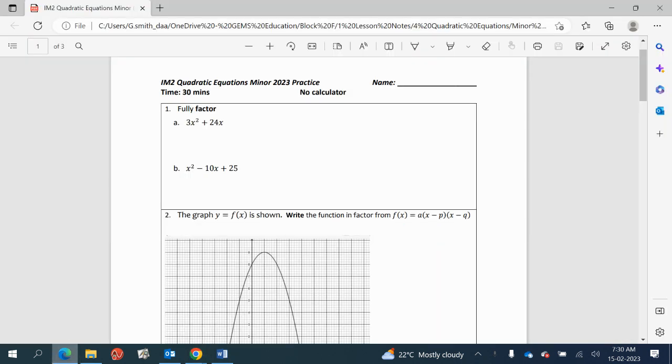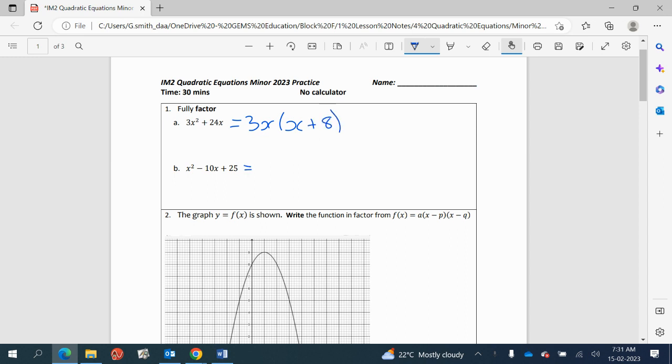Okay, let's have a little run through of the practice minor. So here for the first ones, we have to fully factor. I can see that the greatest common divisor of these two is going to be 3x. So I'm going to take out 3x. If I take out 3x from the first one, I'm left with x. If I take out 3x from the second one, I need to divide 24 by 3, which is 8. So that's going to be plus 8.